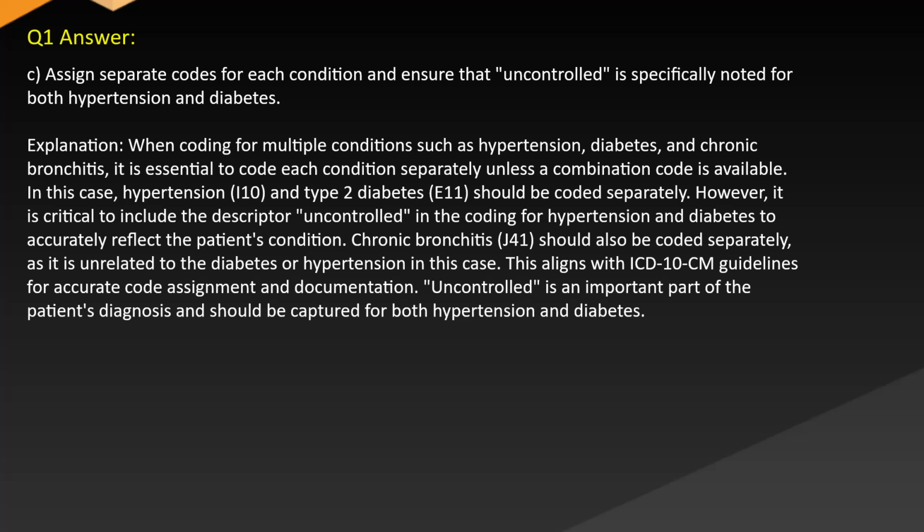However, it is critical to include the descriptor uncontrolled in the coding for hypertension and diabetes to accurately reflect the patient's condition. Chronic bronchitis, J code, should also be coded separately as it is unrelated to the diabetes or hypertension in this case. This aligns with I10 guidelines for accurate code assignment and documentation. Uncontrolled is an important part of the patient's diagnosis and should be captured for both hypertension and diabetes.